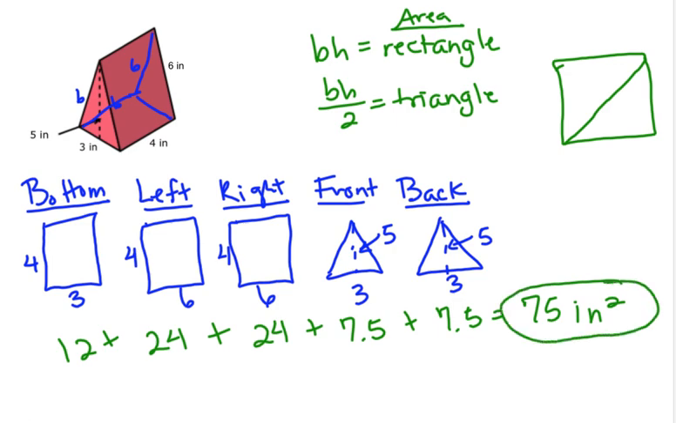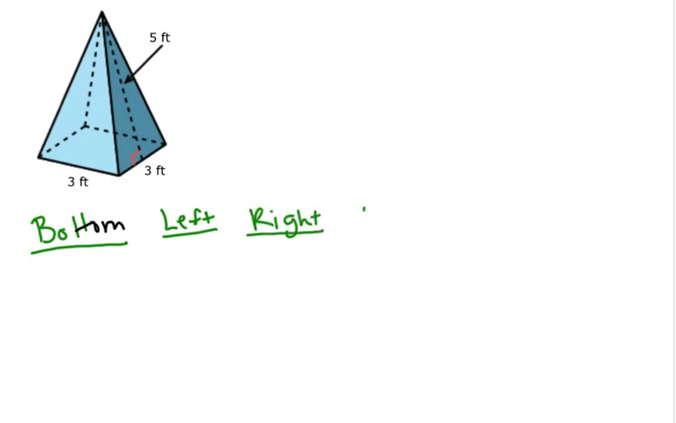All right, next is a pyramid. All right, so if we were to draw the sides again, we'd have bottom. And see how bottom fits for any figure you use. We have bottom, we have left, right, front, and back. Do we have a top? Nope, it's the point at the top, so that's not a top.